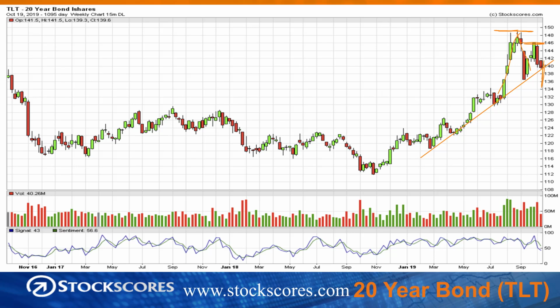And so my concern is that we're going to break that upward trend line, which would mean interest rates will start to rise. So watch for that if you're thinking about getting a mortgage or something like that. If that upward trend line gets broken, then you might want to try to lock in some of that debt.